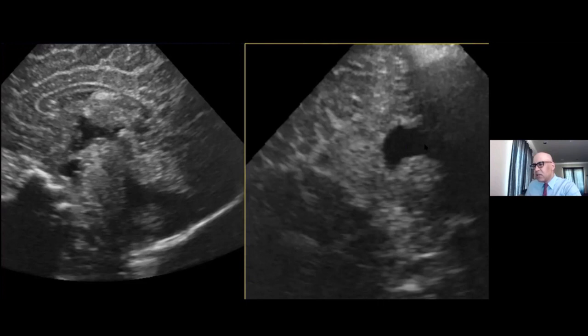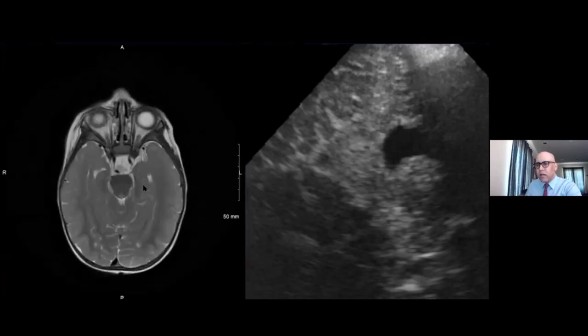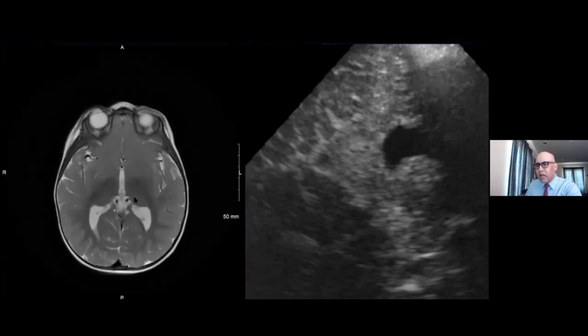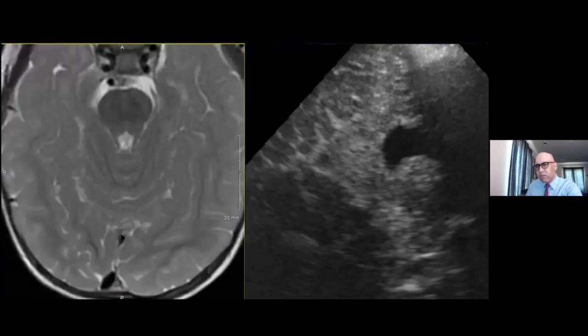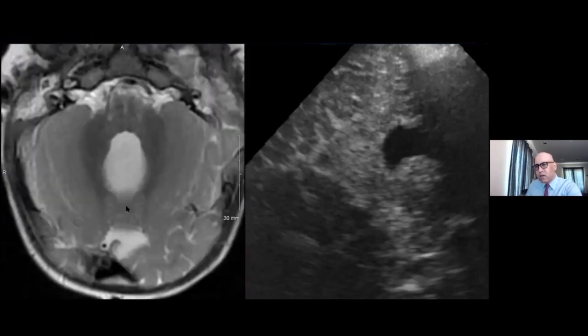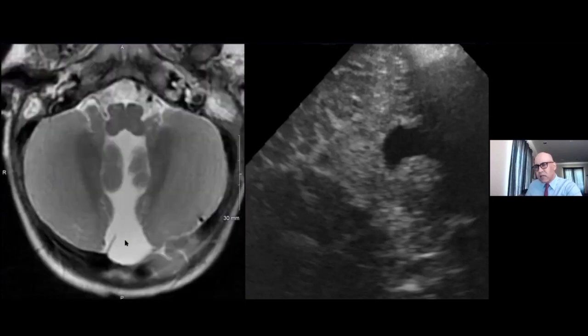And one of the ways to better characterize that is on MRI. An MRI was performed at approximately 1 year of life. If we look at the posterior fossa, we can see the fourth ventricle posteriorly connects to this CSF space here. And there's some separation of the cerebellar hemispheres. And there's a hypoplastic cerebellar vermis.